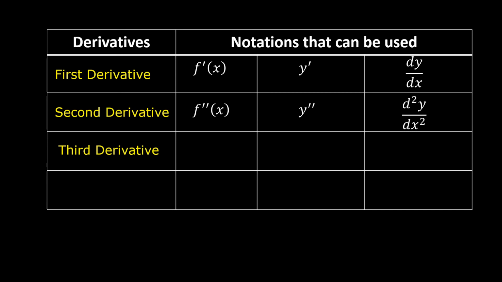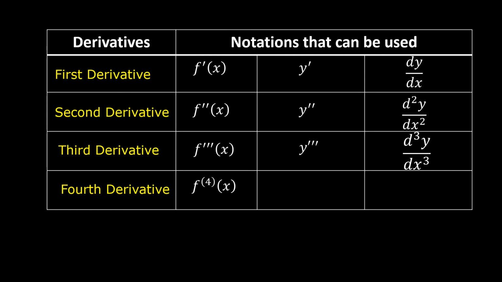For the third derivative, we can use f triple prime of x, y triple prime, d3y dx cubed. For the fourth derivative, we can use the number 4 but enclose it in parentheses. So this is the fourth derivative of the function with respect to x.